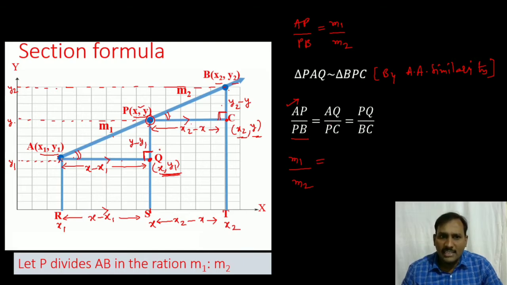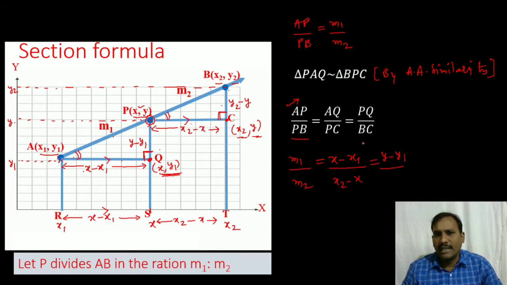This is A and this is Q. AQ is (x minus x1) by PC. This is PC. PC is (x2 minus x), which is equal to PQ. So this is P and Q. (y minus y1) by BC is (y2 minus y). Now, if you simplify this equation, you will get x and y values.